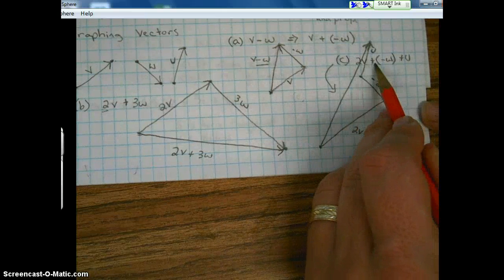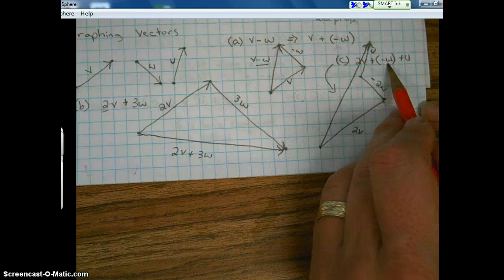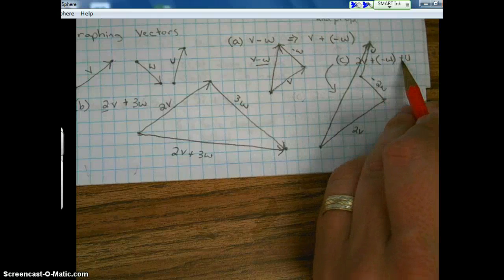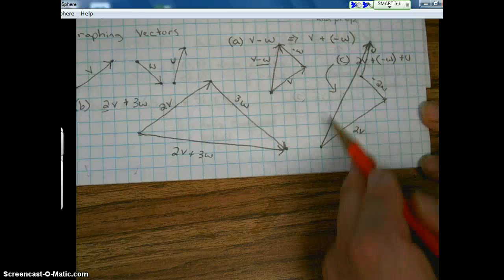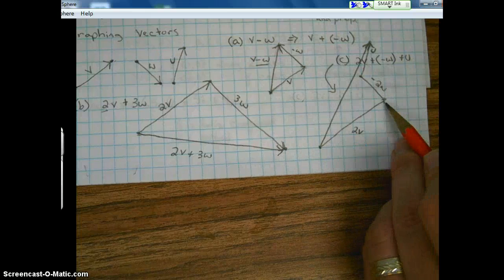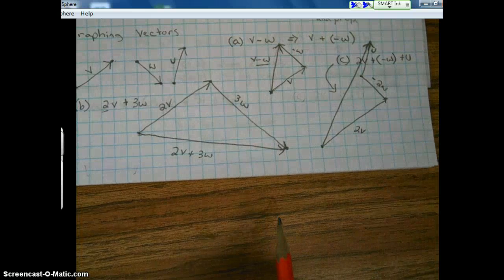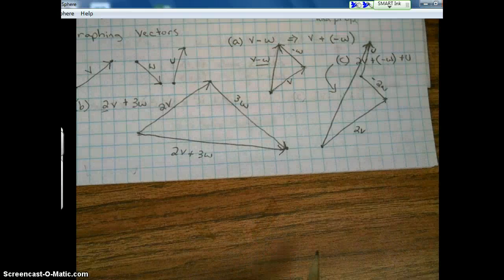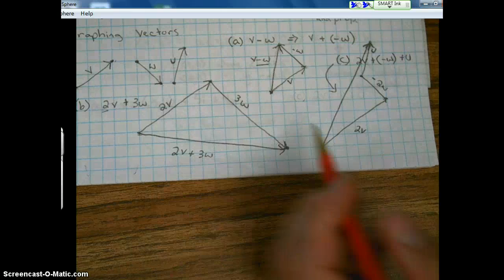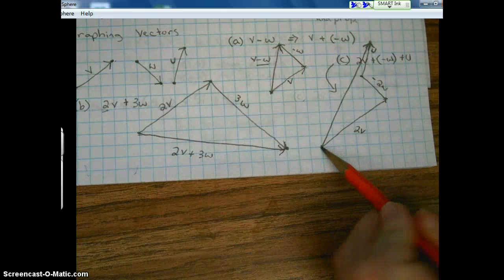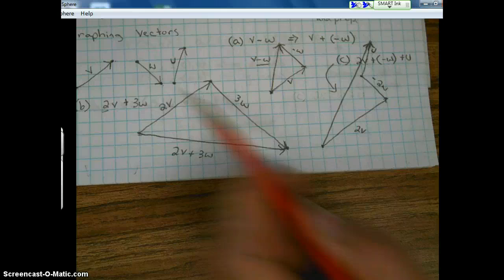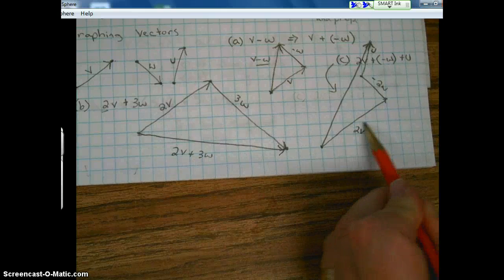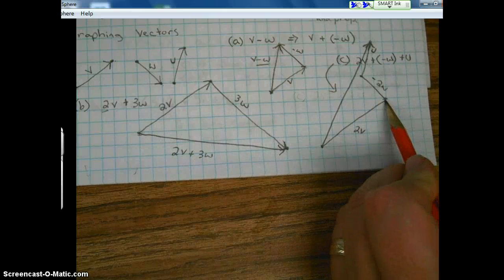2v's plus a negative w plus 1u. So 2v's. Alright, I'm trying to get my 8th period class to be a little bit quieter, but we're just going to keep moving here. 2v's. So again, 2 of these. So over 3 up 2, over 3 up 2.